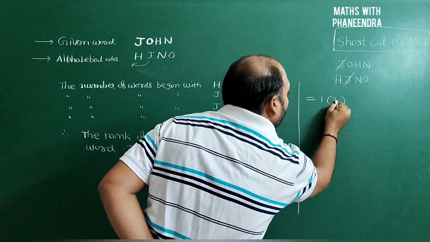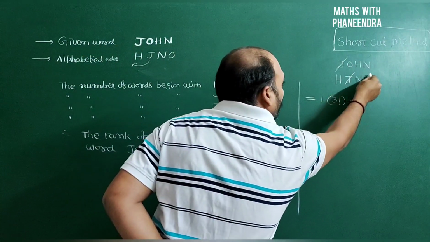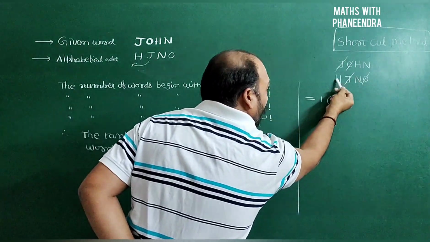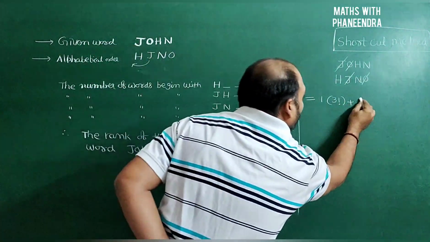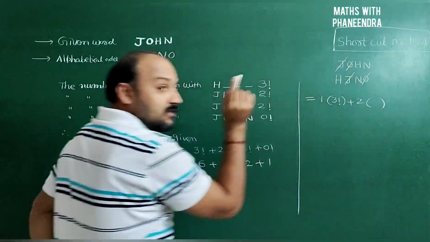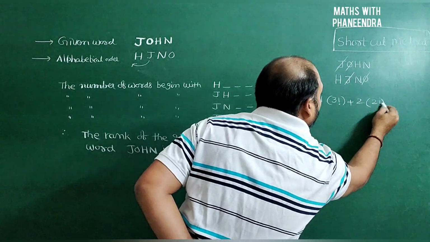3 are there. So, 3 factorial. Plus, the next letter is O. We can cancel O in both. In the alphabetical order, how many are there? 2. So, 2 into, keep bracket. How many after cancelling O in the given word? 2 are there. So, 2 factorial.